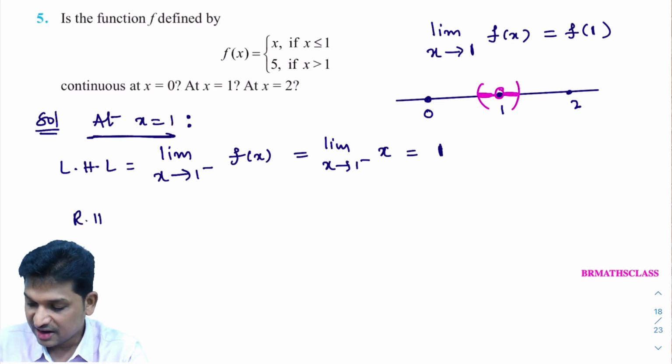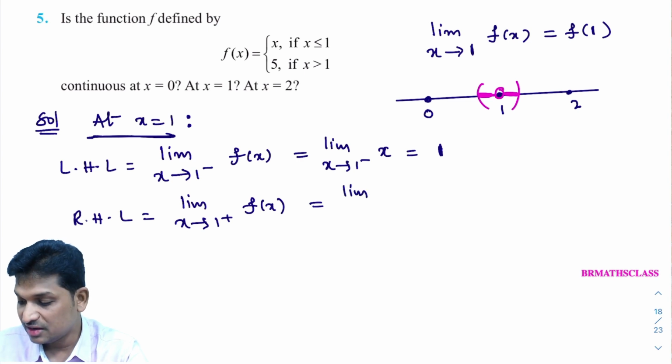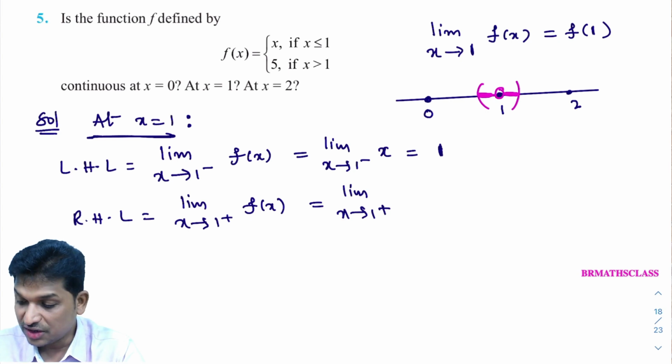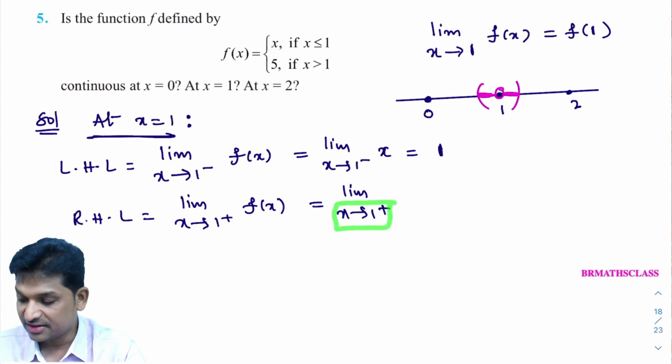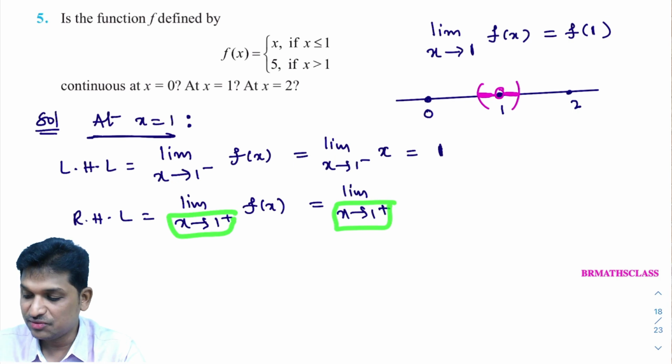Right hand limit. Limit x approaches 1 from right, f of x. X approaches 1 from right means all x values are greater than 1. This we learned. When x values are greater than 1, which function to choose? So look here.